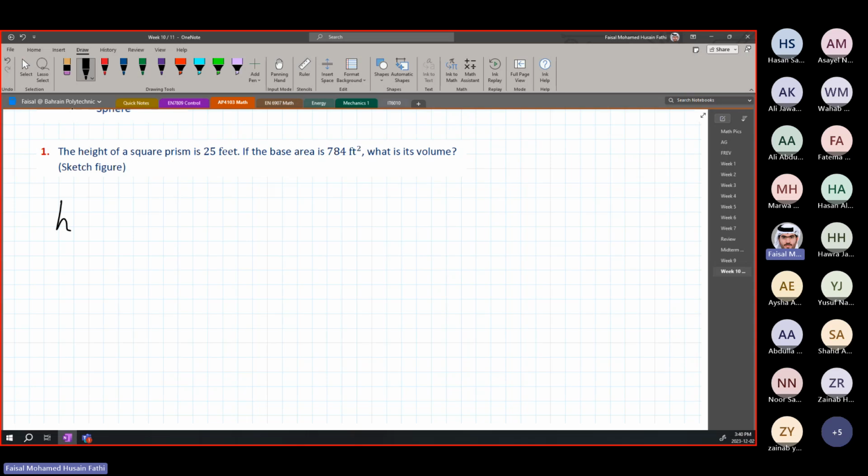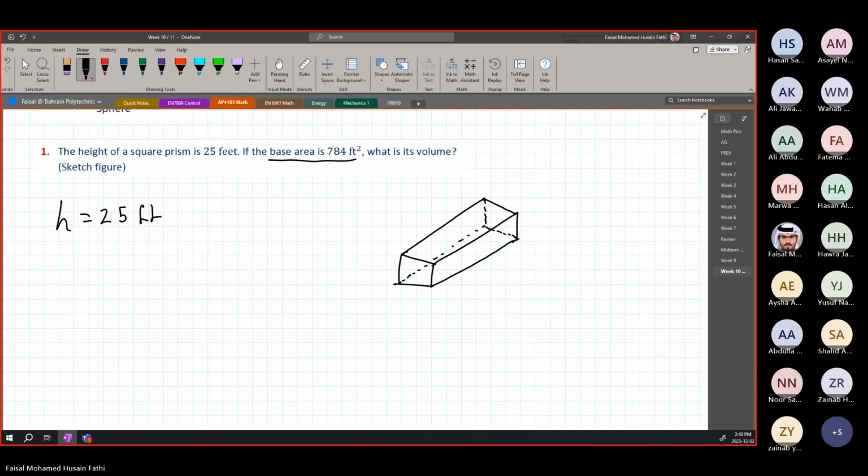So I know that the shape instantly is going to look something like this. It's going to be a square in the front, and then it's going to have a length because this is a square prism. This is how I usually solve any of my questions. I instantly draw it out, write all the givens step by step. So the height is 25 feet. And the base area is 784 feet.